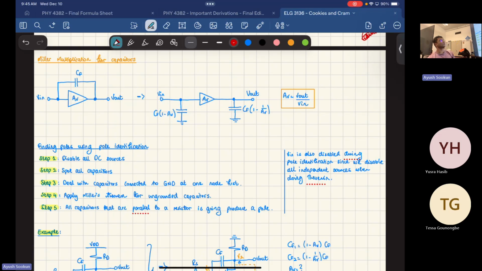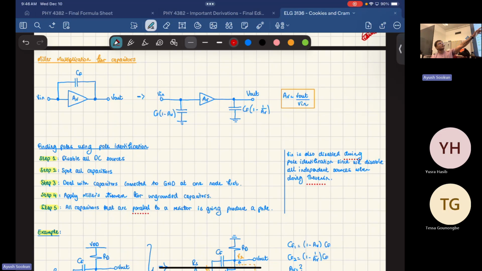When you're disabling sources, Vin is also disabled in pole identification, because if you look at the textbook, pole identification is derived from Thevenin. And what happens when you do Thevenin? You disable all independent sources. Doesn't matter if it's AC or DC, it's the same thing.